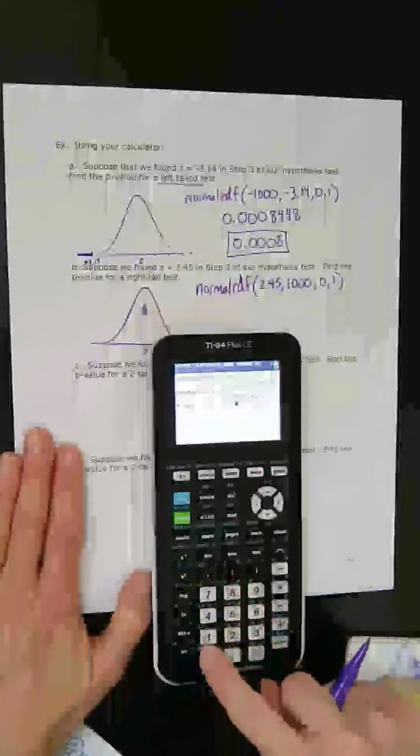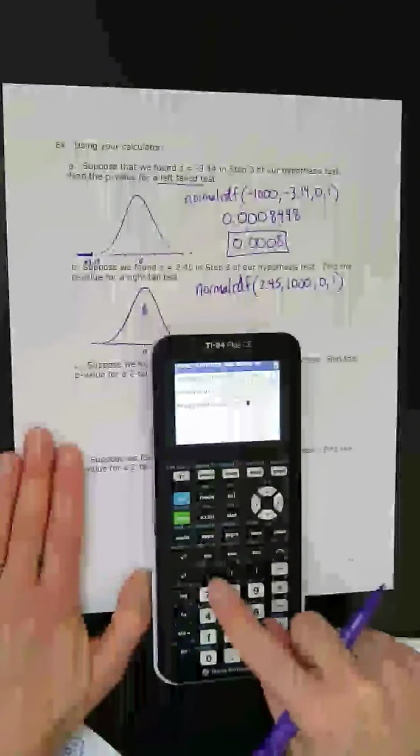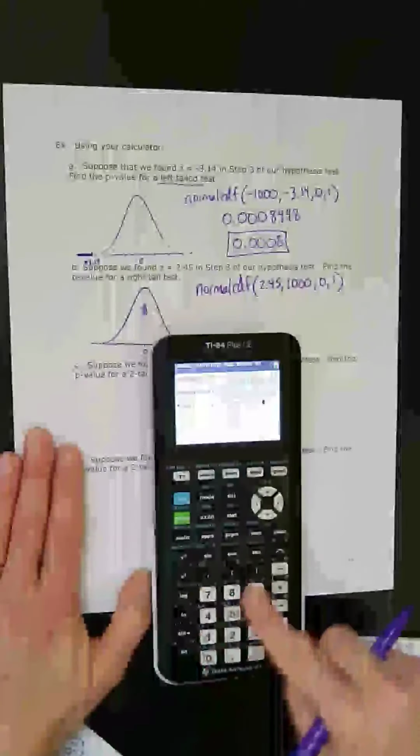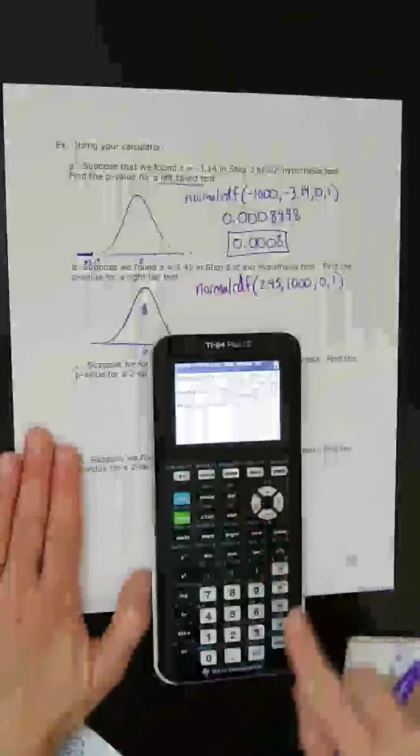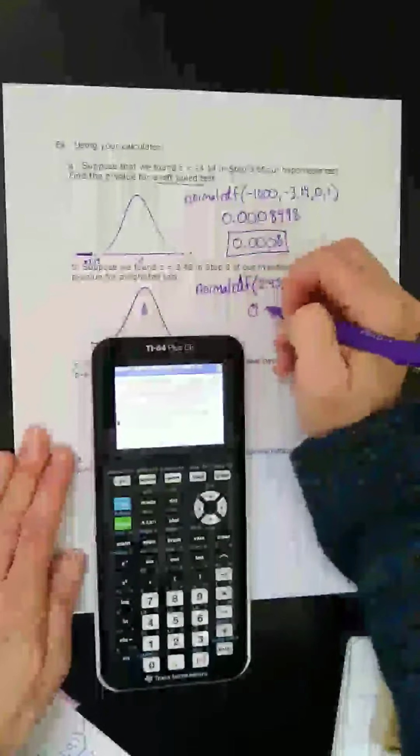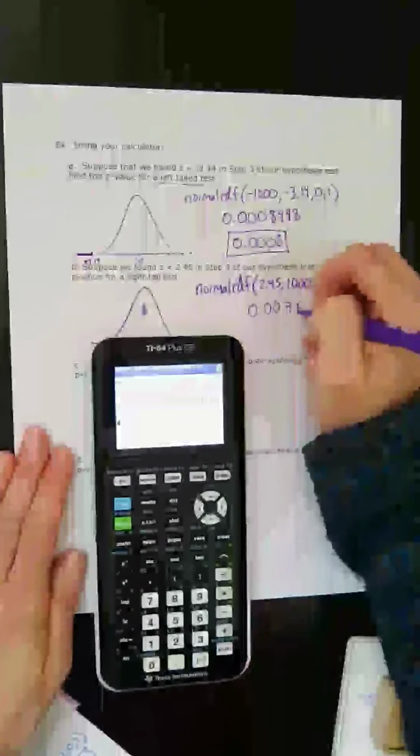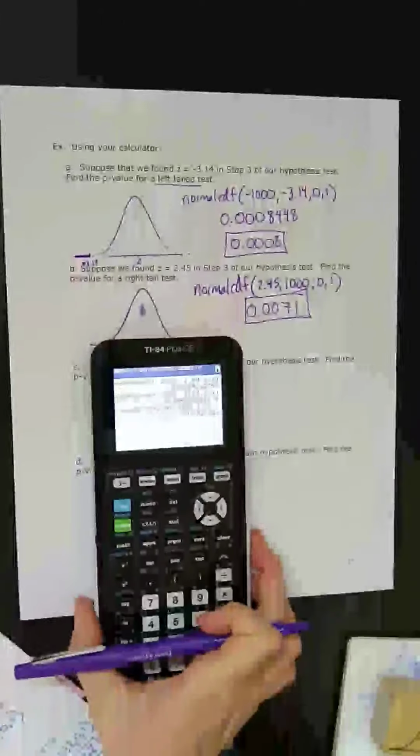2.45, comma, 1,000, comma, 0, comma, 1. Remember the comma is right above the 7 key. And my value is 0.0071 when I round to 4 decimal places.